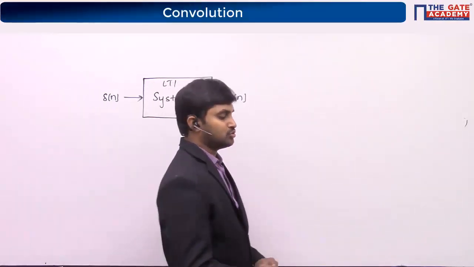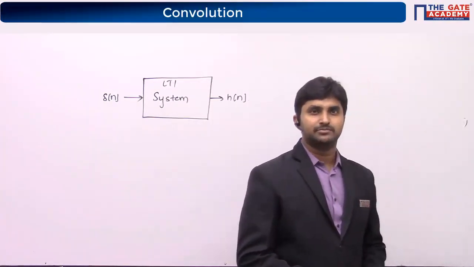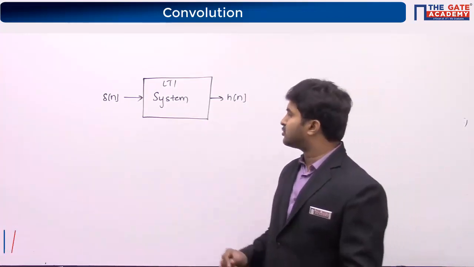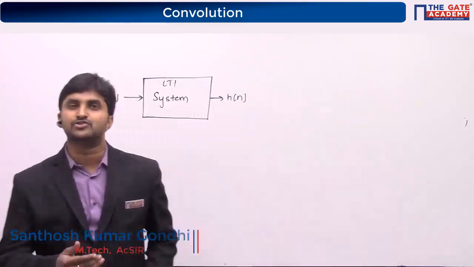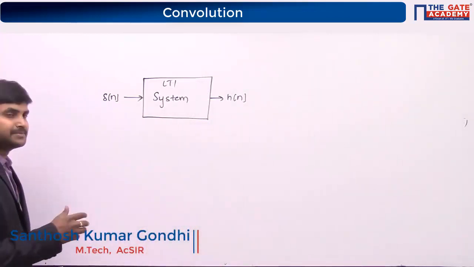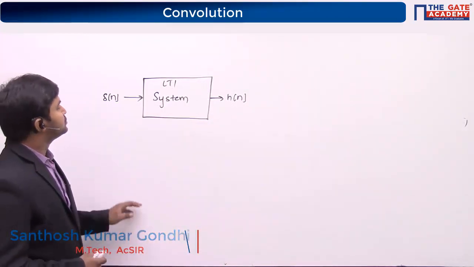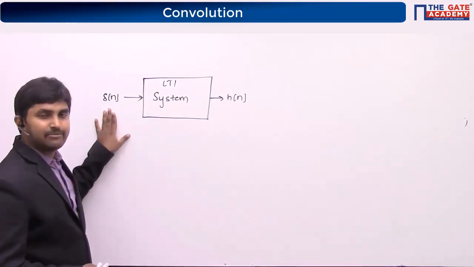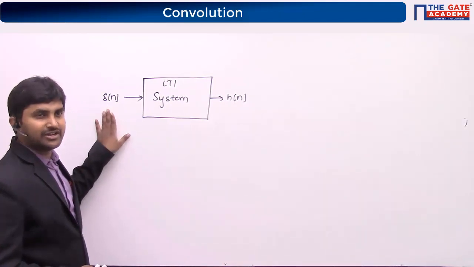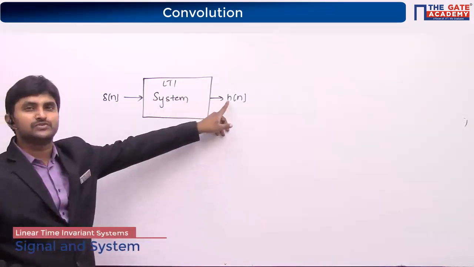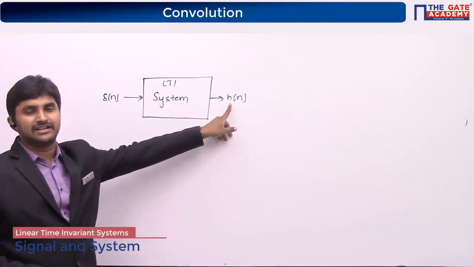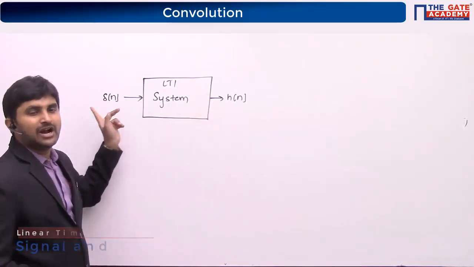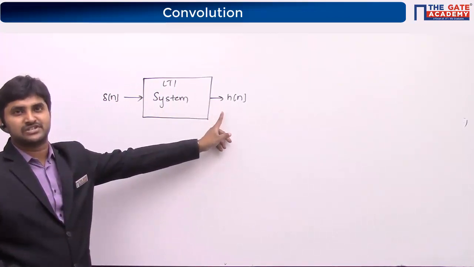So now we are going to move towards the concept of convolution. Before going to the concept of convolution, let us see how the concept starts. Initially I will be considering the discrete time unit impulse, for which the response we are going to get is nothing but the discrete time impulse response. So here we are giving an impulse as an input, and the response of the system is going to be the impulse response, correct?